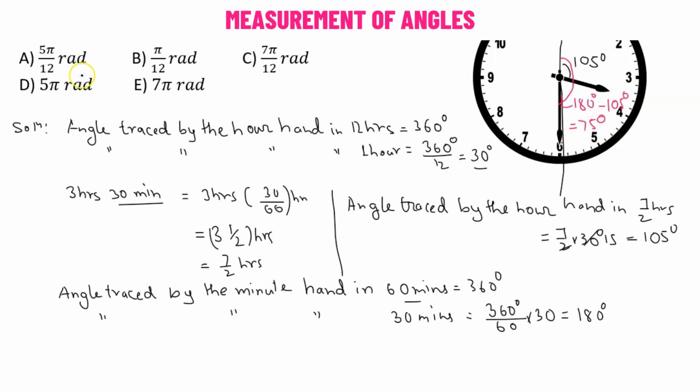Now our answer here is given in terms of radians. So all we have to do is take 75 degrees and multiply it with pi over 180, and that's going to convert 75 degrees into radians. Now we have 5 times 15, that's 75, and 5 times 36 is 180. Then we have 3 times 5 is 15 and 3 times 12 is 36. So that means 5 pi over 12 radians. So that's the angle between the hour hand and the minute hand, and this corresponds to option A.